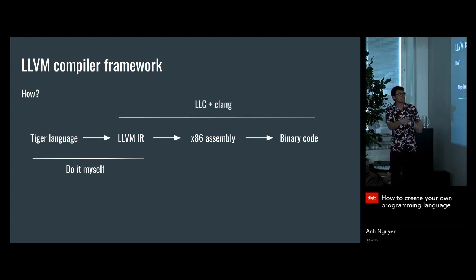LLC is a static compiler that compiles LLVM IR to binary. And Clang I use in order to integrate the Tiger language with some functions written in C. For example, if you want a print instruction or a random statement or anything, you write it in C, and then you compile it to LLVM IR, and then you link it to the language that you created.